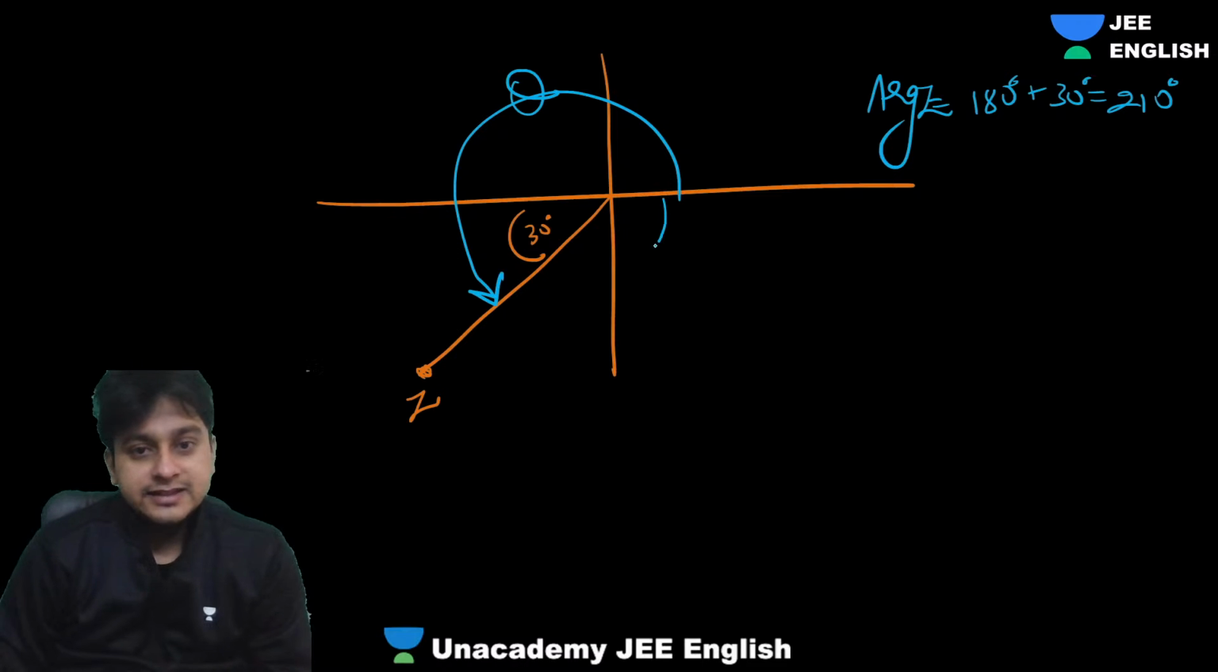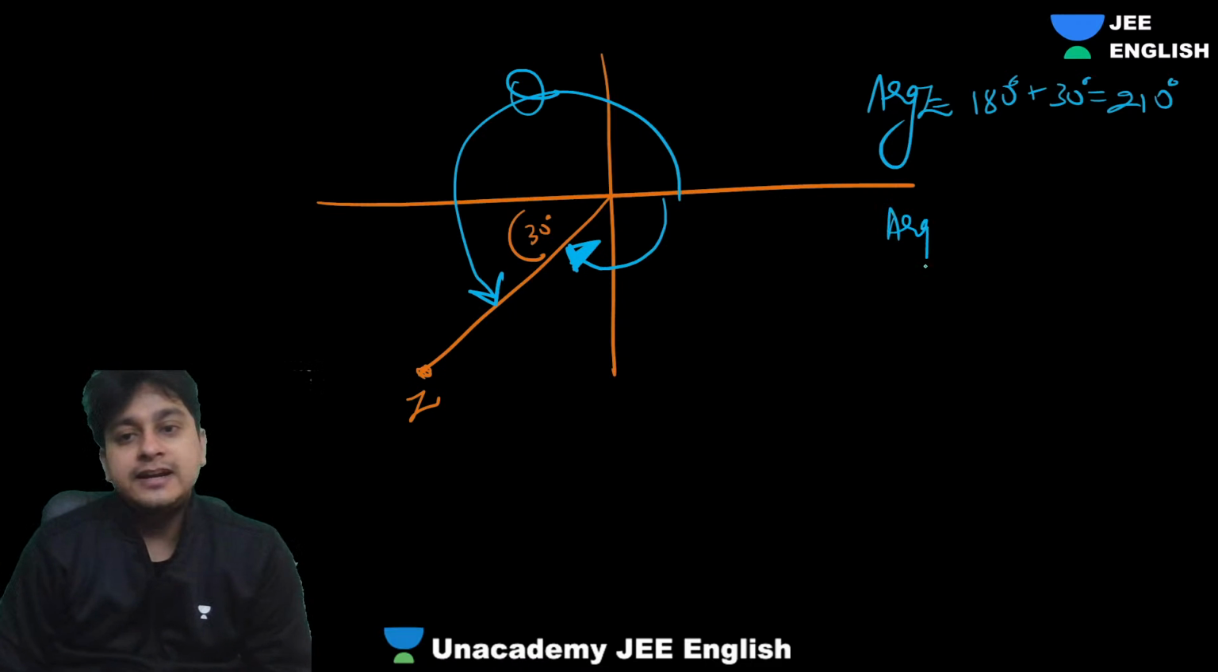Okay, so guys, this will be what? Tell me. This will be also the argument, right? From here also you can reach, but you are going in clockwise direction. So clockwise means negative angle. So argument of z will be what? You can say here minus.